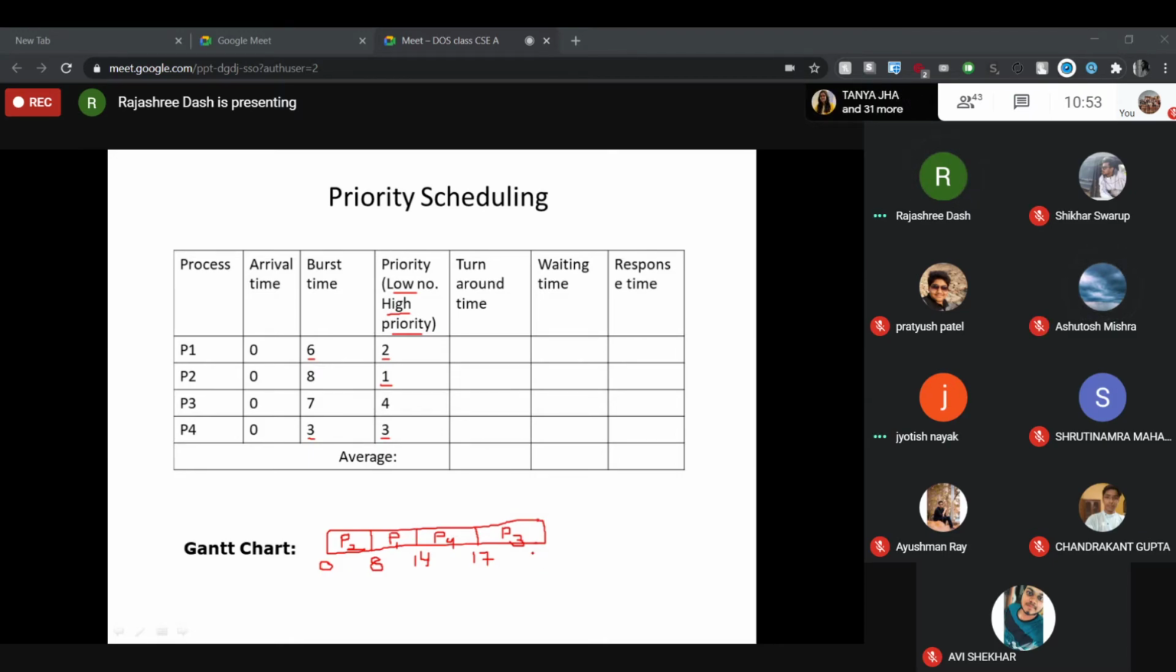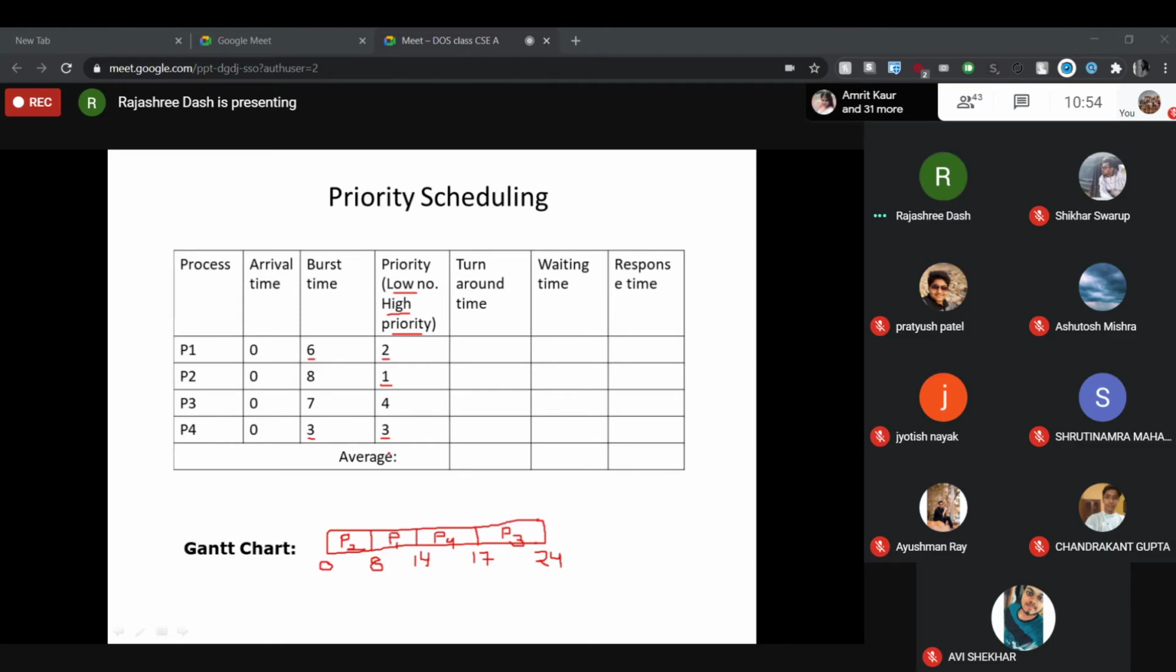So this same particular problem we have solved using FCFS, and now we are solving it using priority scheduling. Any doubt in the Gantt chart? Any doubt in the Gantt chart? Instead of looking at the burst time column, look at the priority column, and you can select the process to be allocated to the CPU.